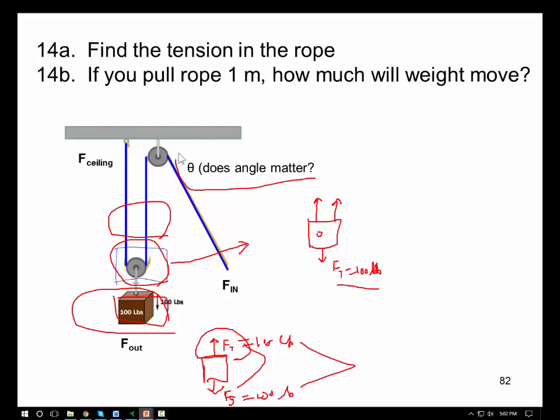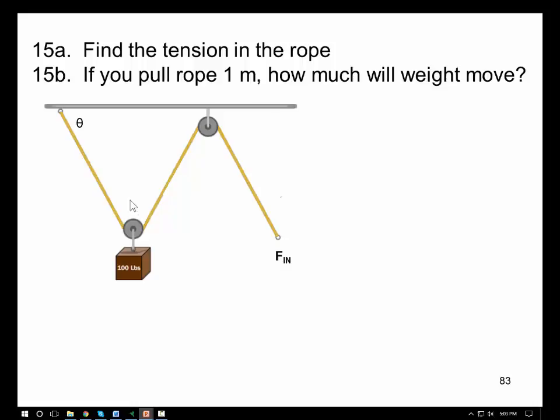One question to ask yourself: if we're trying to figure out the tension in the rope, the force on the ceiling, and the force that we're pulling this with, and we have this in equilibrium, which means either we're pulling with a constant velocity or we're stopped and just holding it still, my question is, does the angle matter here? In question 15, very similar situation, but we have an angle in here. And the question once again is, is this any different from our last problem?